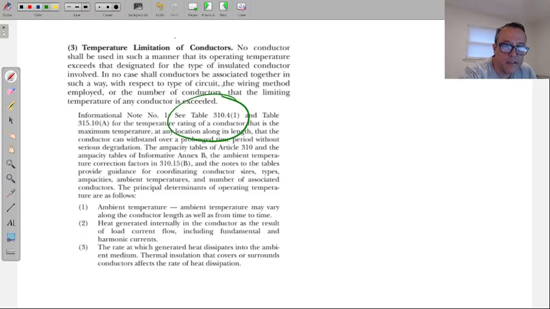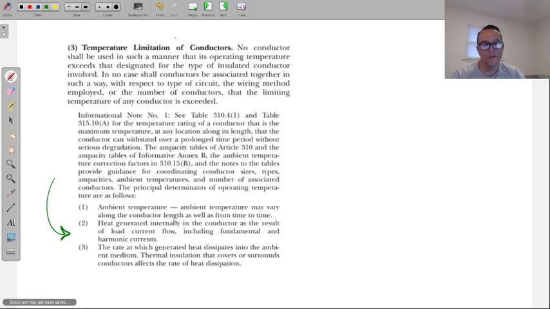Now, it sends us into the table, but I do want to read these 1, 2, and 3 from the informational note. All right, 1, 2, and 3 are telling us about ambient temperature. First of all, what is the ambient temperature? It's the temperature around the wires.